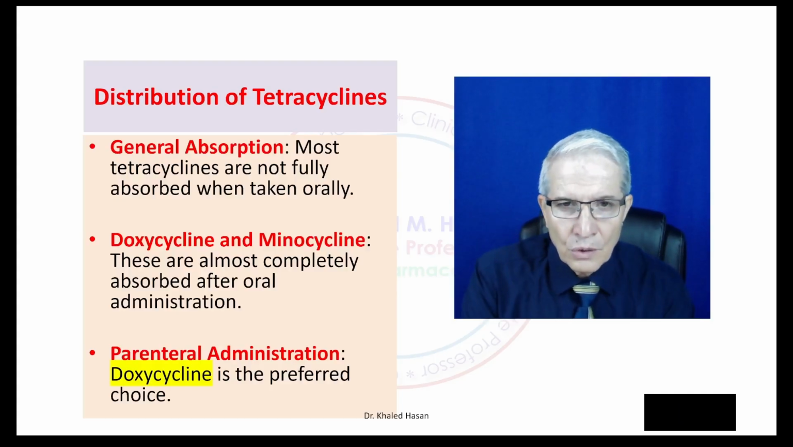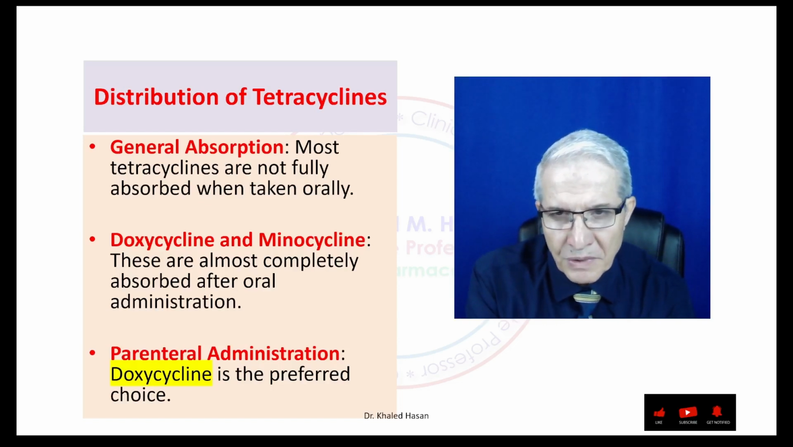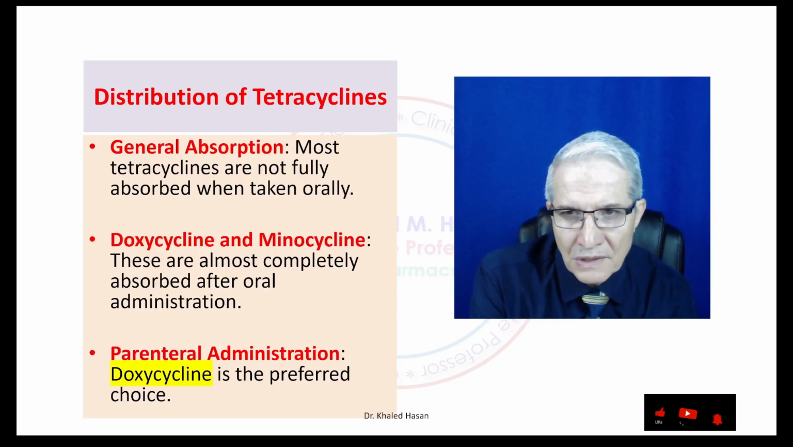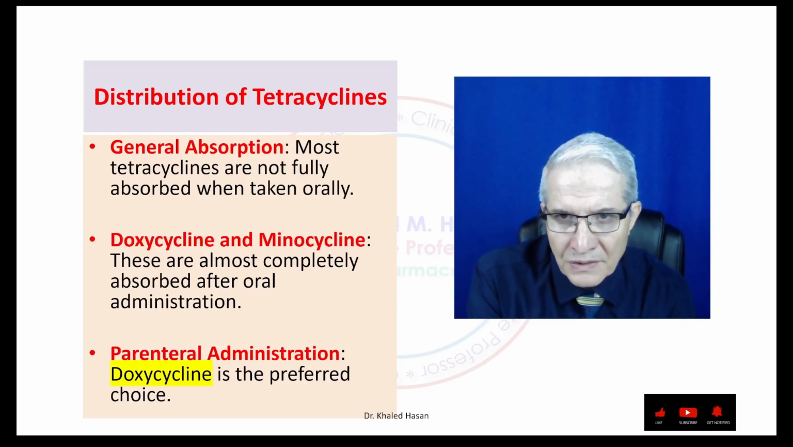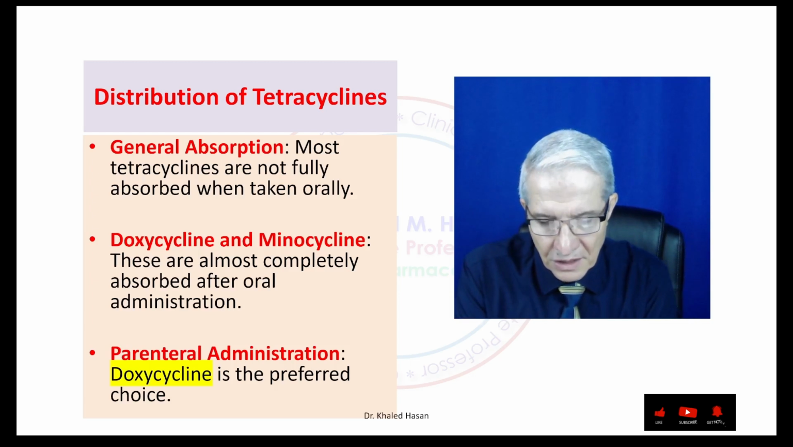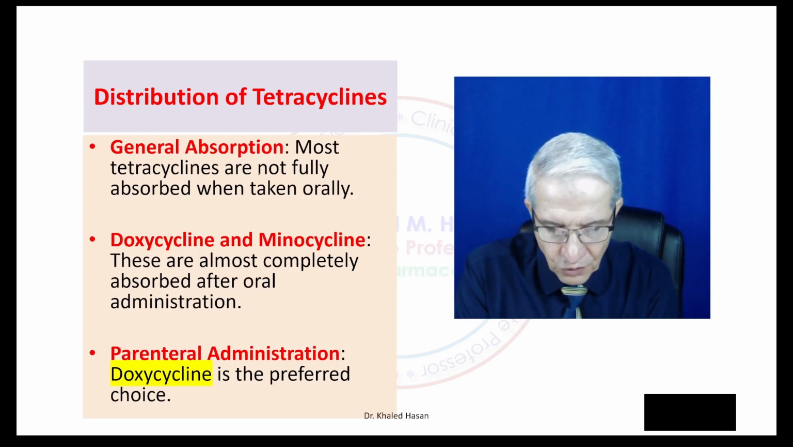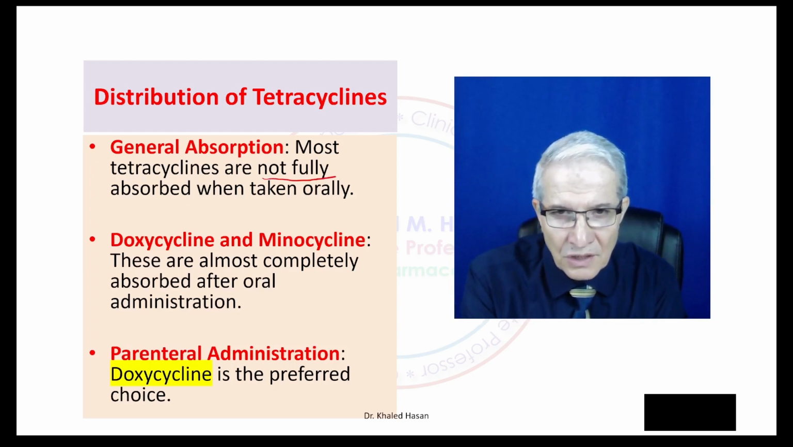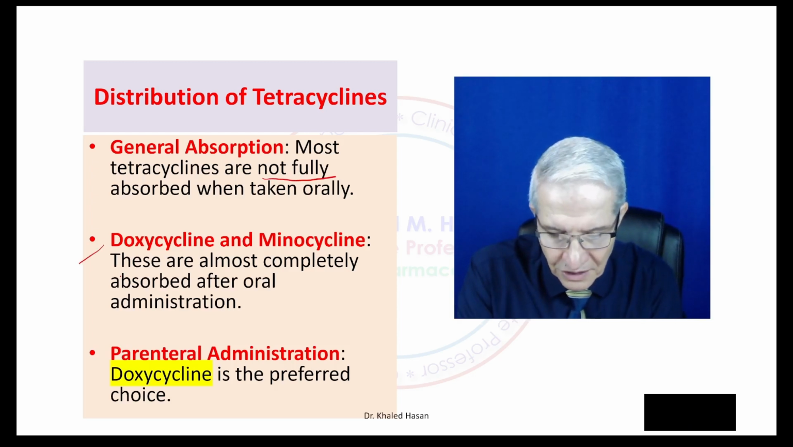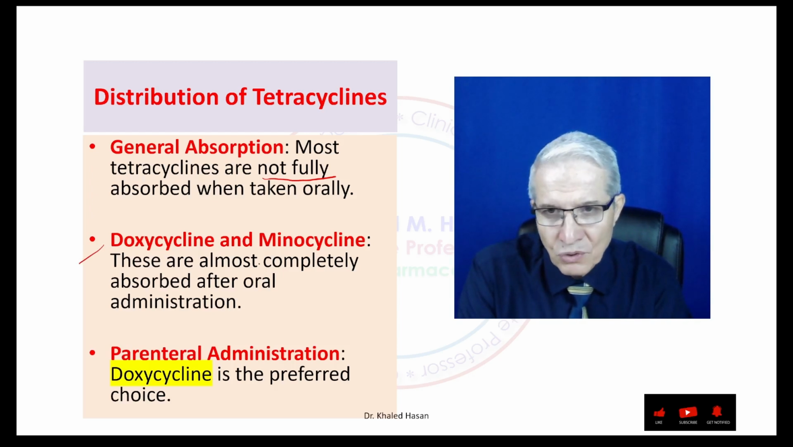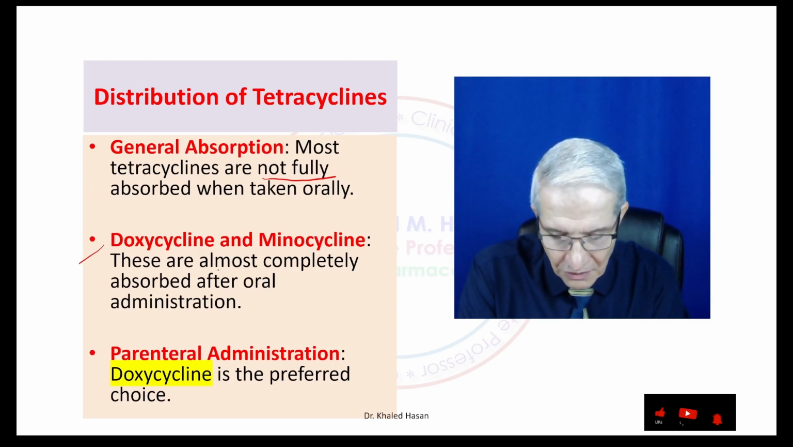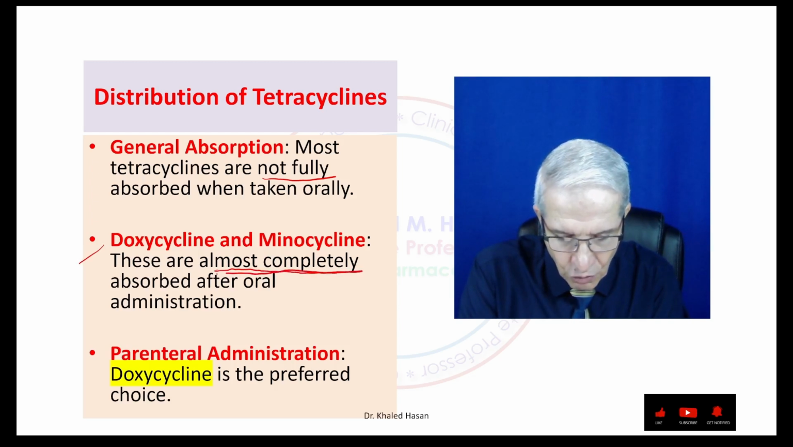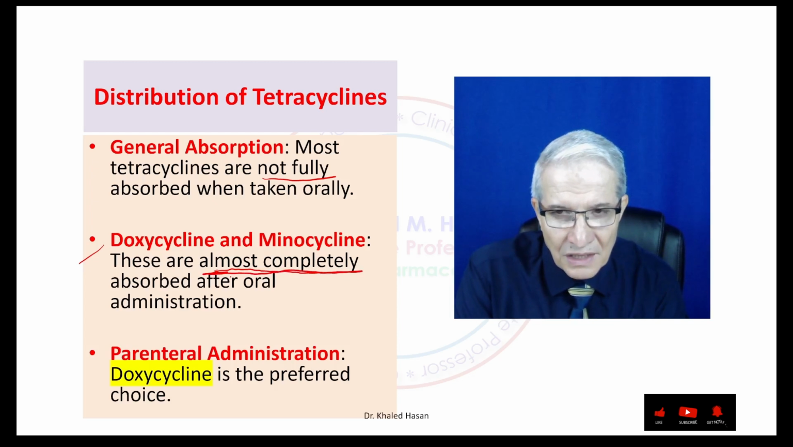In this slide and the next coming slide, we are going to speak a little bit about distribution of tetracyclines in general. As you can see here in the slide, they said tetracycline is not fully absorbed from the oral route. So when you prescribe it orally, it's not fully absorbed, specifically when you talk about tetracycline. But they found doxycycline and minocycline almost completely absorbed. So what we have here, you can see the most appropriate for oral administration will be doxycycline, minocycline, because this medication is almost completely absorbed after oral administration.